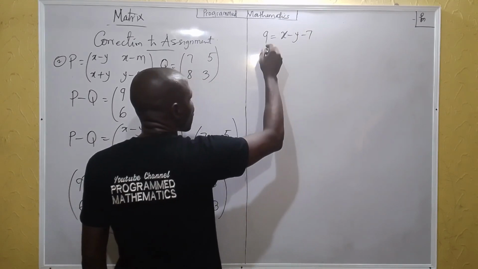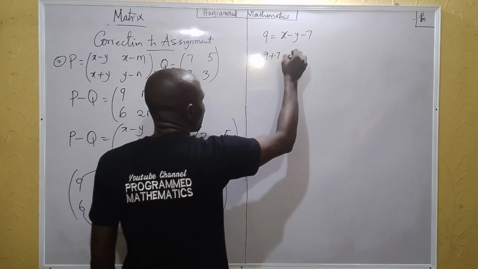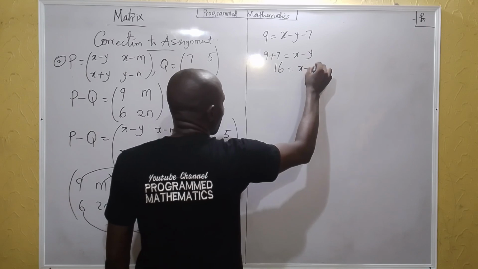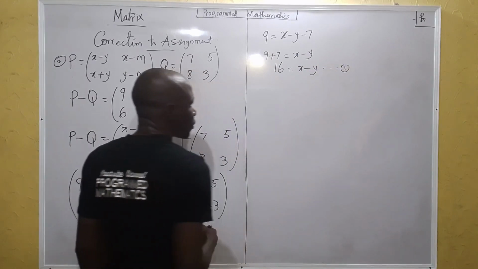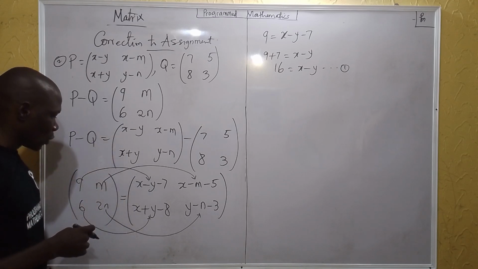If we simplify this, bring the minus 7 back here. So we have 9 plus 7 equals x minus y. So this is 16 equals x minus y. You can leave this one as equation number 1 because you don't know x, you don't know y. So that's equation number 1.